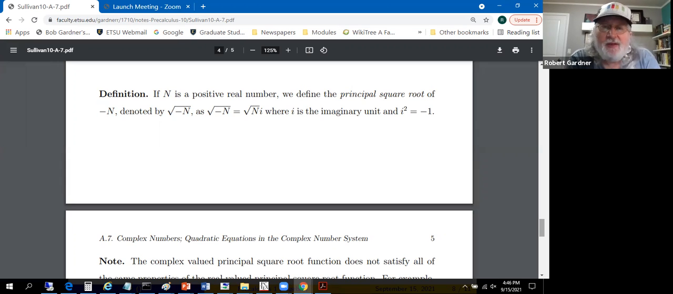We've got the same problem here, except it's harder to deal with positive and negative when we've got these imaginary numbers. They're not real, so they don't have a positiveness or a negativeness to them. Their real and imaginary parts do, but the numbers themselves need not. So for n, a positive real number, we define the principal square root of negative n, denoted square root of negative n, as the square root of n times I, where we've used the principal real square root and simply multiplied it by I, where I, of course, is the complex imaginary unit.